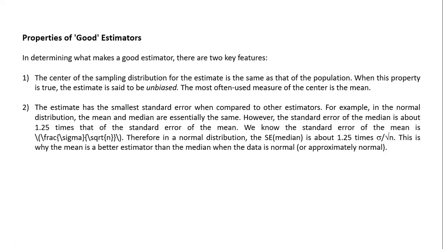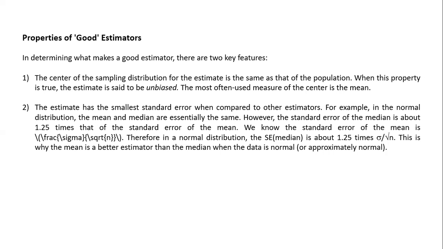The most often used measure of the center is the mean. So the estimate has the smallest standard error when compared to others. In the normal distribution, the mean and median are essentially the same. However, the standard error of the median is about 1.25 times that of the standard error of the mean. We know the standard error of the mean is this amount.